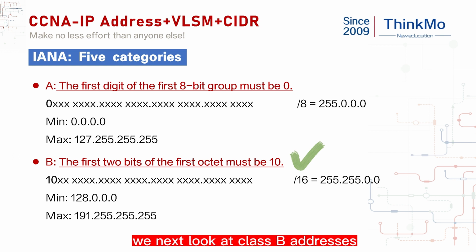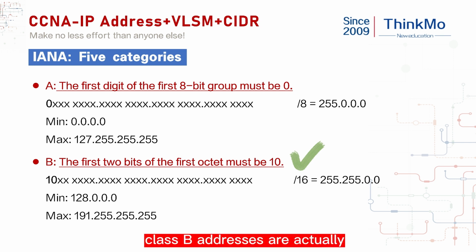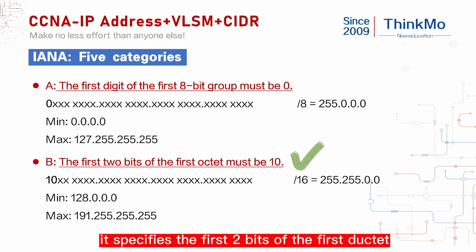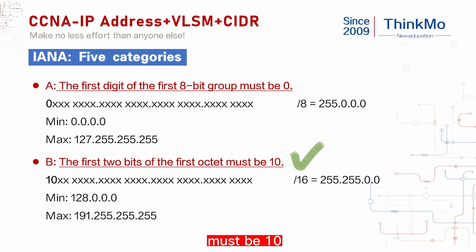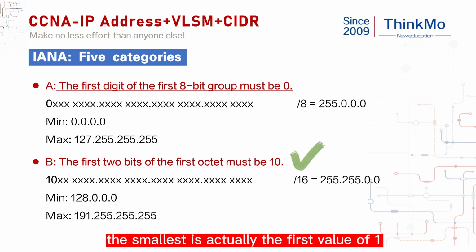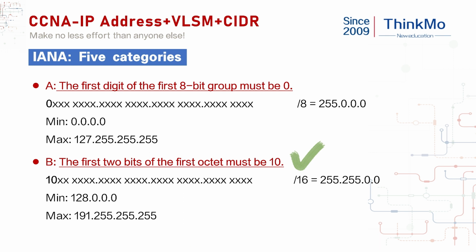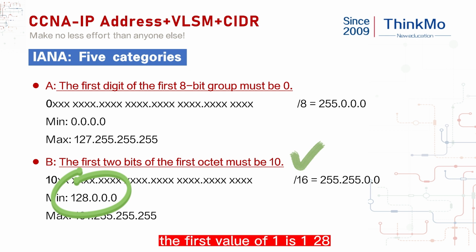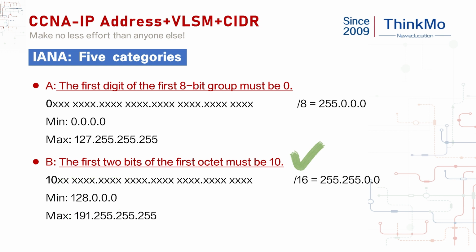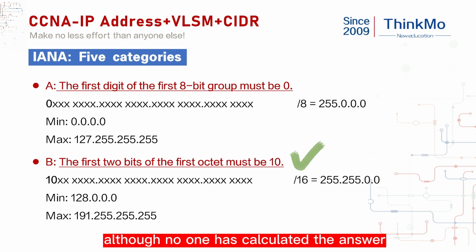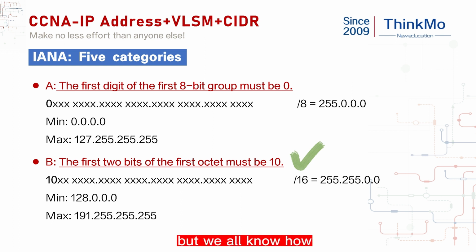Okay. We next look at Class B addresses. Class B addresses are actually similar to Class A addresses. It specifies that the first 2 bits of the first octet must be 10. The minimum is 128. The smallest is actually when the first bit is 1 and the rest are all 0. The first bit being 1 is 128, and the last 7 bits are all 0. No value. Then the maximum is 255 minus 64, which is 191. Okay. Although no one has calculated the answer, we all know how.